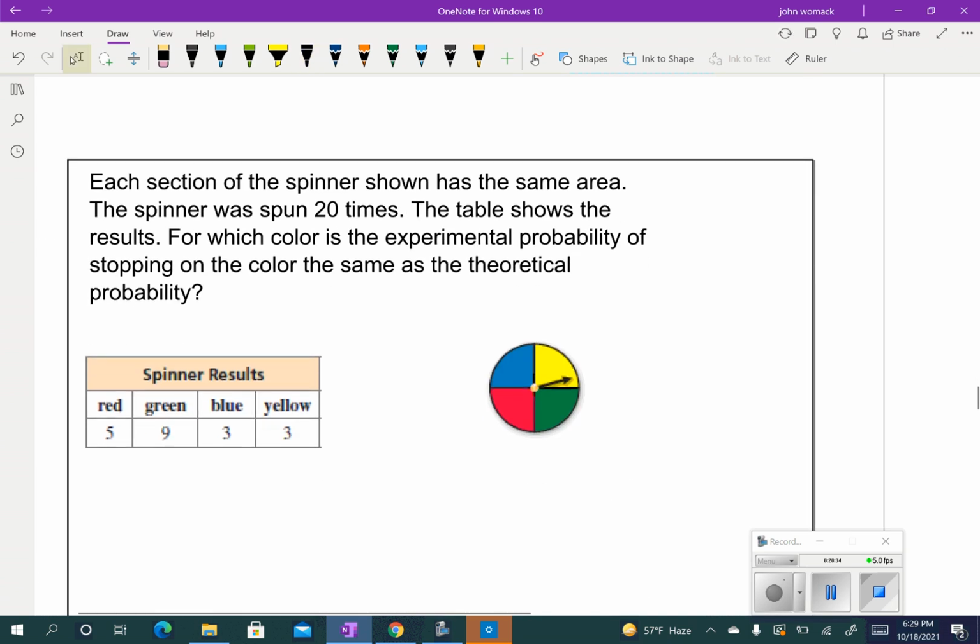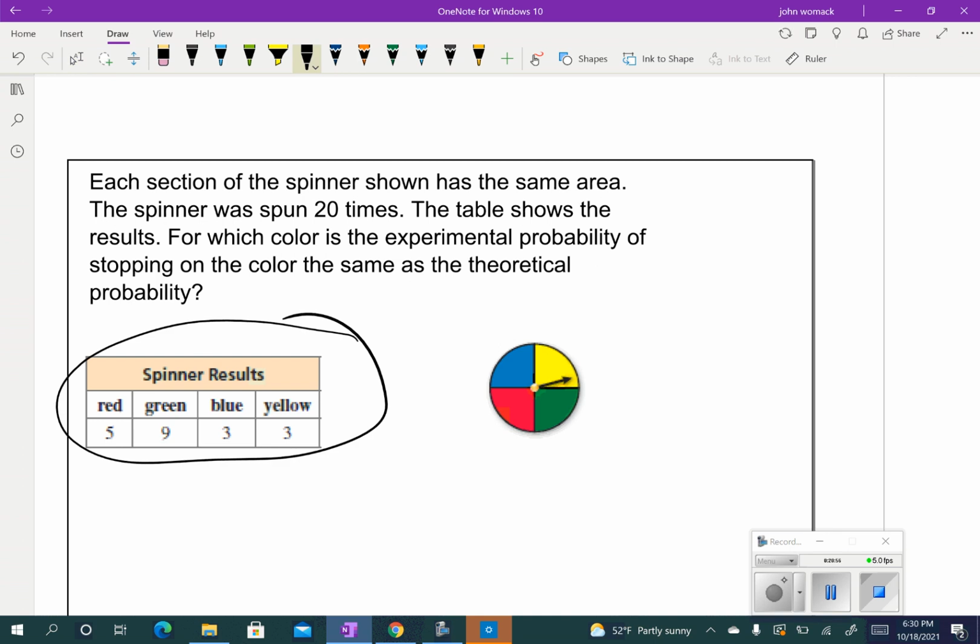All right, so this says each section of a spinner shown has the same area. The spinner is spun 20 times. The table shows the results, so they counted how many times you got each one. For which color is the experimental probability of stopping on the color the same as the theoretical probability? Okay, so let's figure out the experimental probability. So over here is our table, right? They just spun it a bunch of times and found what they got.